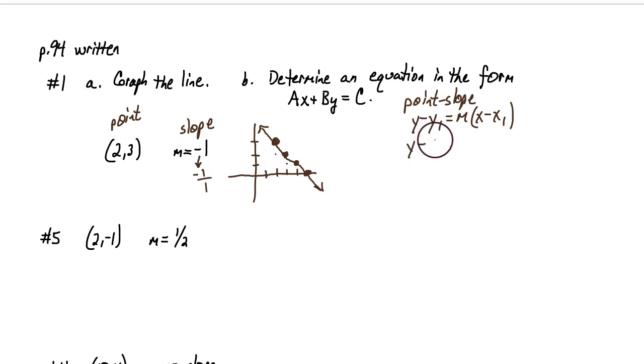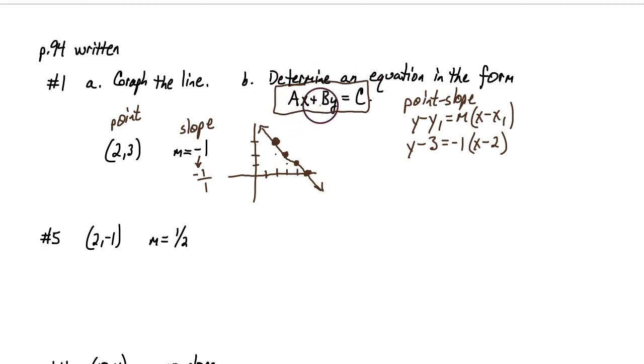Y minus, for y1, fill in 3. For m, fill in -1. For x1, fill in 2. This is an equation for the line, but it is in point-slope form. It is not in this form. We need to transform it.